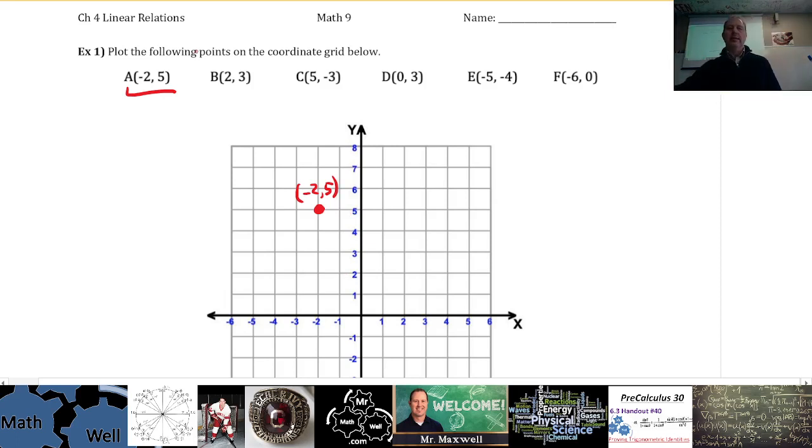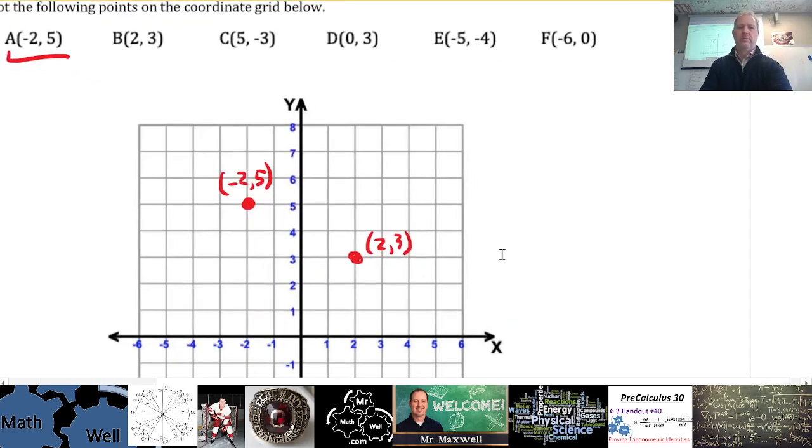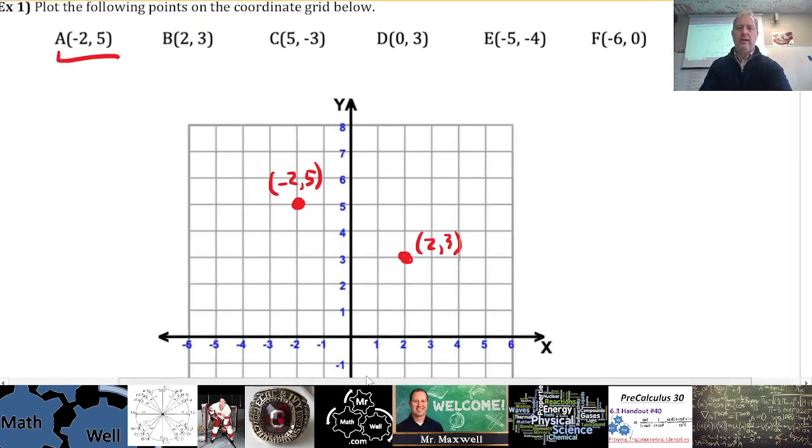Okay, 2, 3. Both these are positive, so I start from the origin, and I'm going to go 2 units to the, shout it out, right or left? Right. That's correct. And 3 units up. There you go. That is the coordinate 2, comma 3. All right. I'm sure some of you have maybe gone ahead of me already. That's great. Let's do the rest of them together.